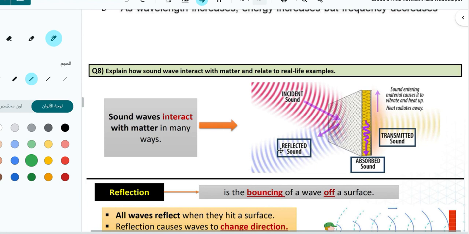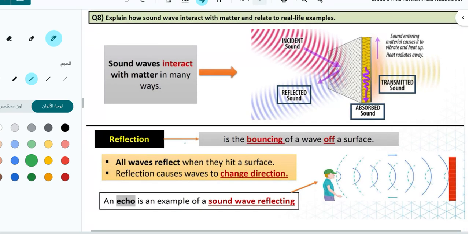Explain how sound waves interact with matter and relate to real life examples. Sound waves interact with matter in many ways. So we should remember the four main ways, which are transmission, absorption, reflection, and then diffraction, which we'll look at later. By definition, reflection is the bouncing of a wave off of a surface.